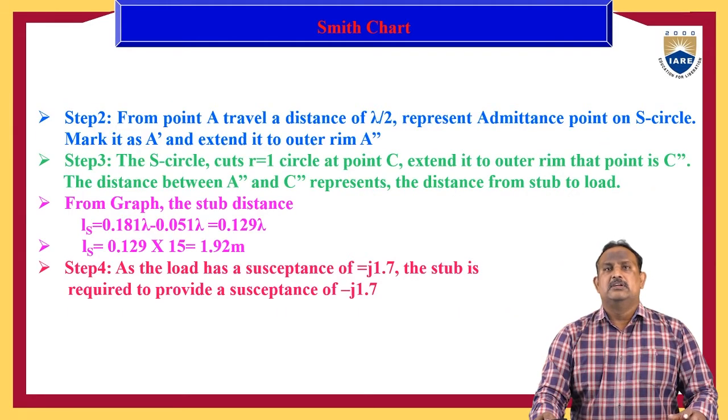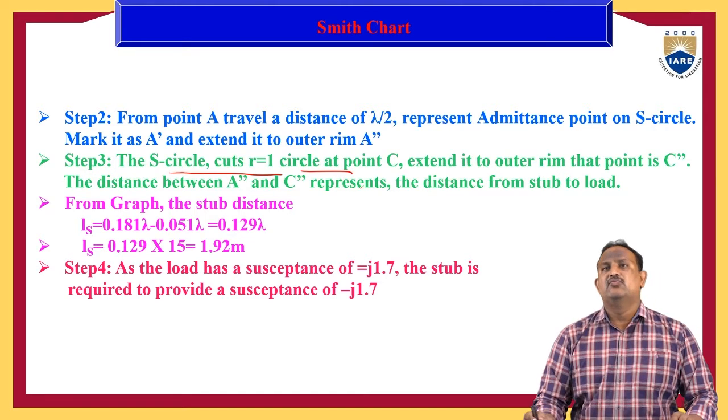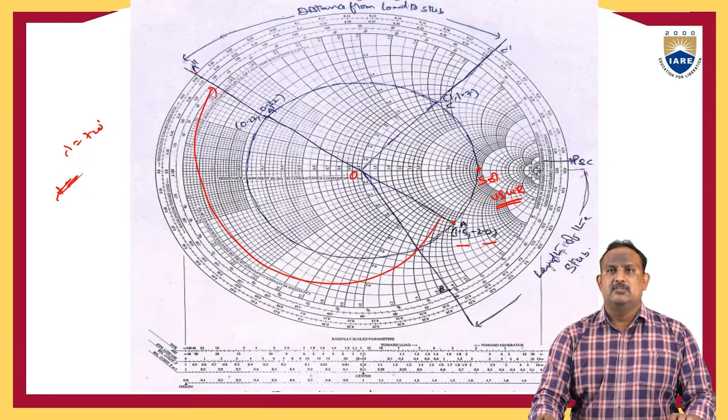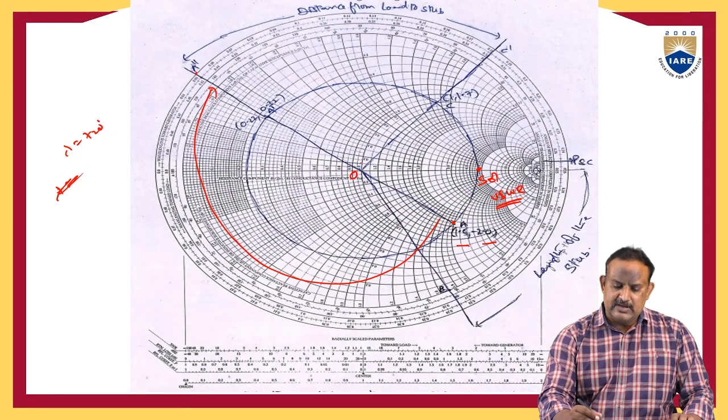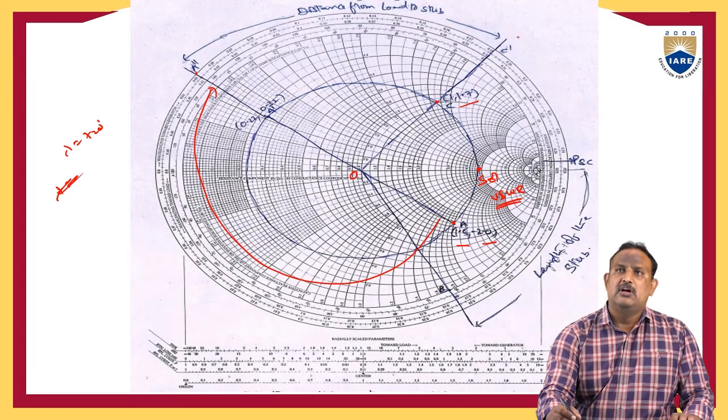Now the S circle cuts the R equal to 1 circle at point C. This is the R equal to 1 circle, and it cuts the circle at point C. The coordinates of the point are 1, 1.7. From C, extend the line to the outer rim, and let us assume it is C double dash.